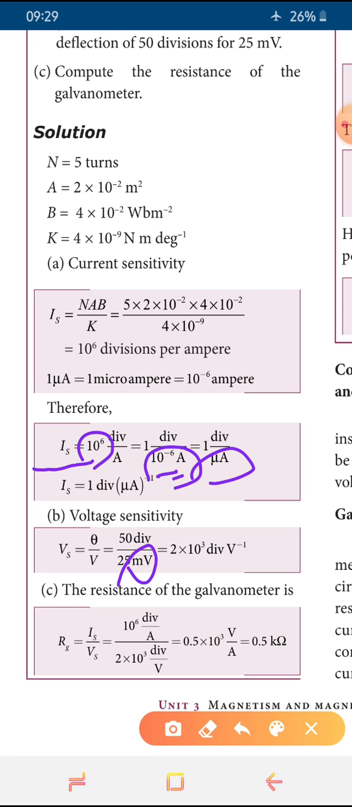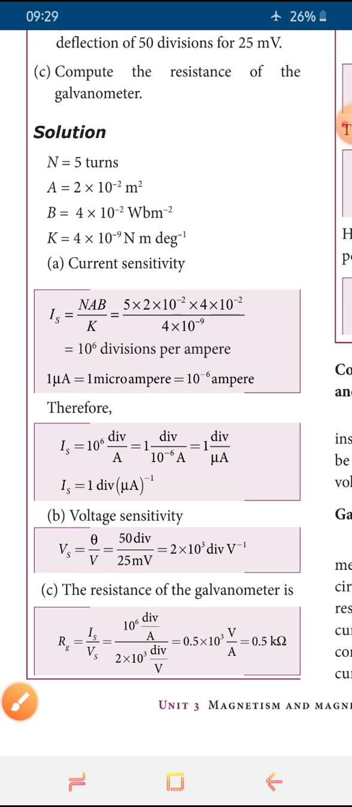Then the third one is the resistance of the galvanometer. This substitution is from Ohm's law. V is equal to IR, and in that method we substitute here: RG is equal to Is divided by Vs, from Ohm's law. V is equal to IR, then what is R? V divided by I. We have substituted that here, then Is divided by Vs. After solving, we get the answer as 0.5 kilo ohm. This is the resistance.